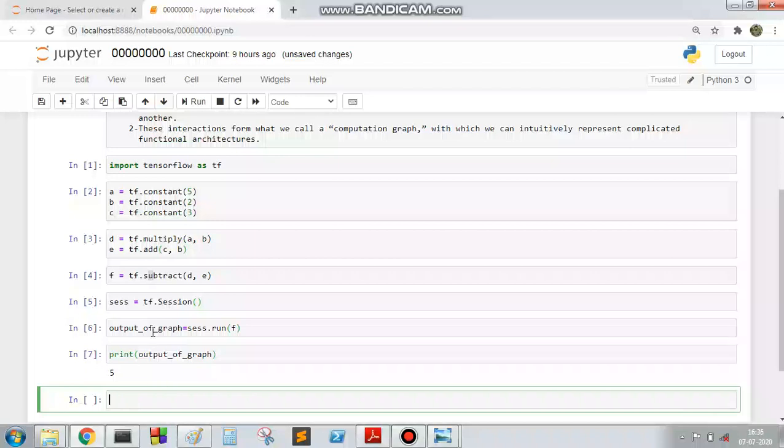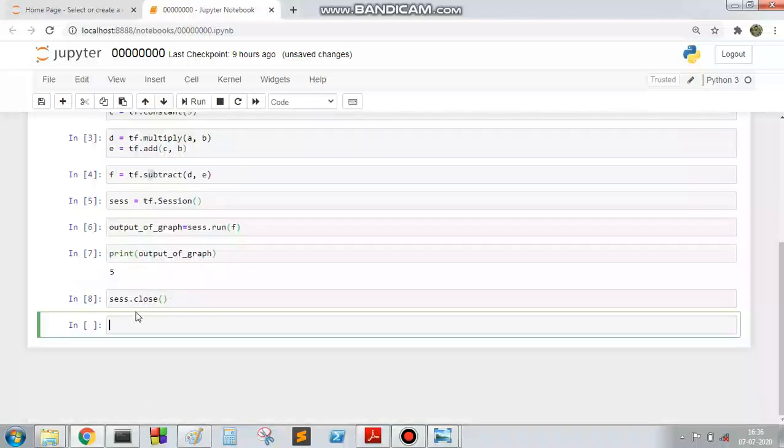So this is done. Once you execute your required node, it is better to close the session. To do that, you need to execute the function session.close. Now your session is closed. Thank you.